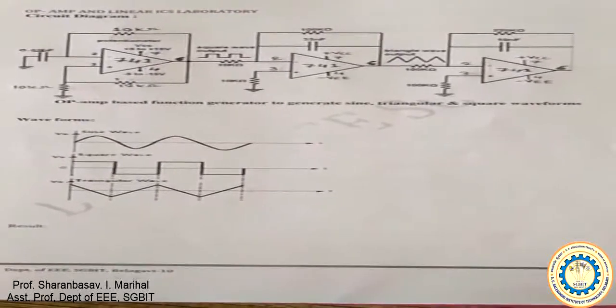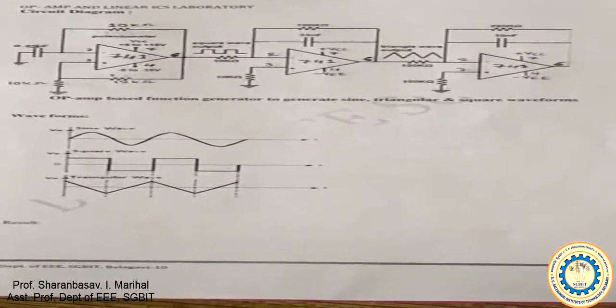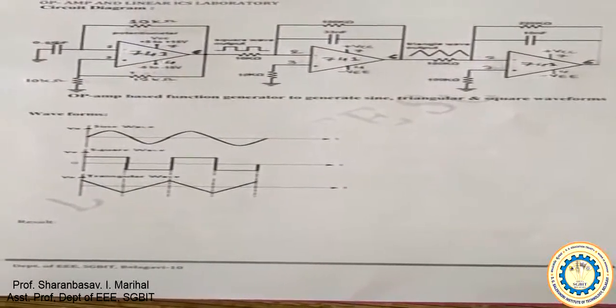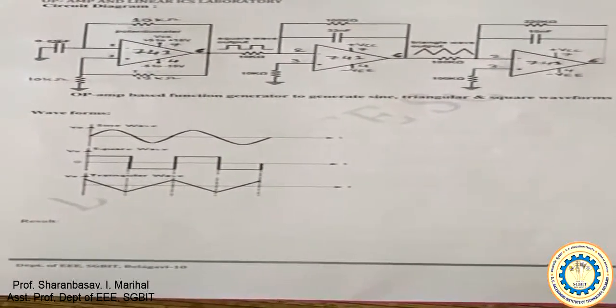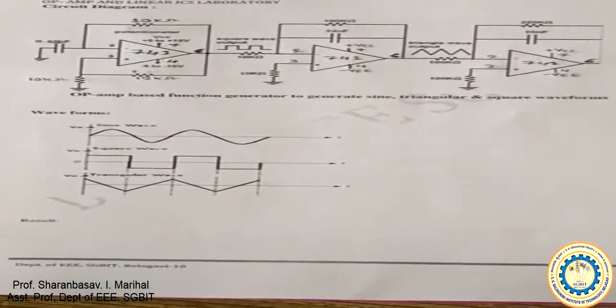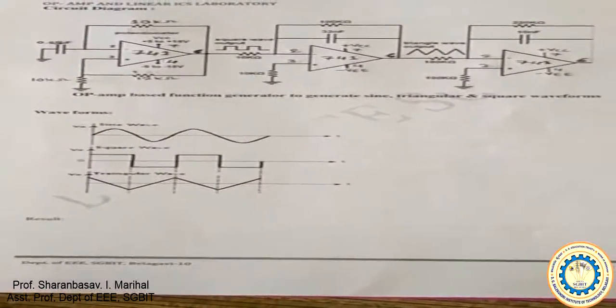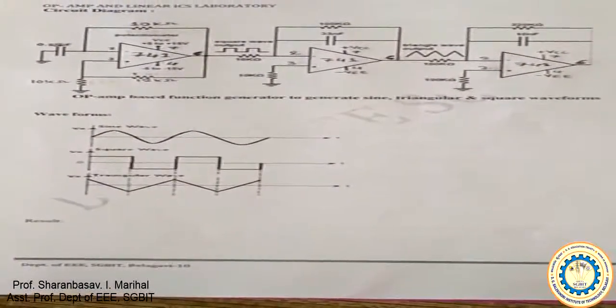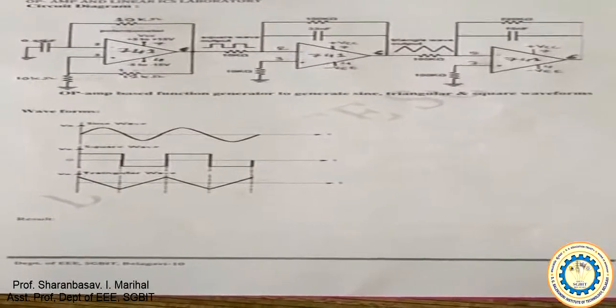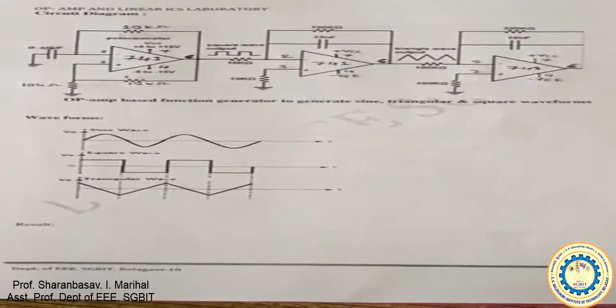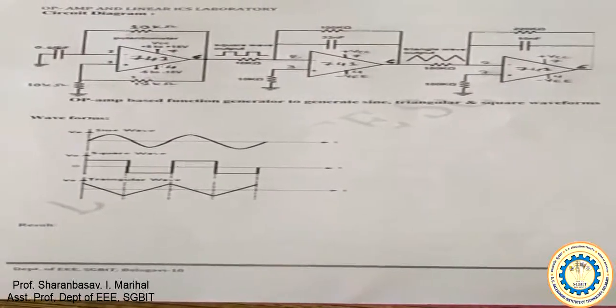So this is the circuit which we are supposed to connect, and we can see that we are using 741 op-amps. The first op-amp is going to give an output of a square wave, and we can also call it a square wave generator. That output of the first op-amp is connected as input to the next op-amp, and this is an integrator circuit.